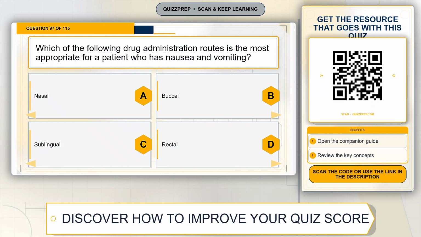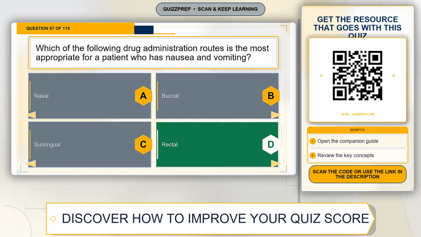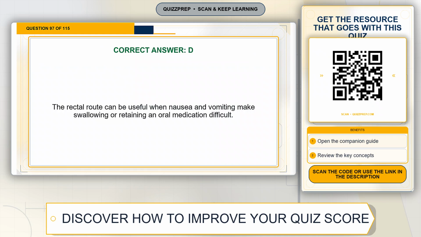Question 97. Which of the following drug administration routes is the most appropriate for a patient who has nausea and vomiting? Option A, nasal. Option B, buccal. Option C, sublingual. Option D, rectal. The correct answer is option D, rectal. Explanation. The rectal route can be useful when nausea and vomiting make swallowing or retaining an oral medication difficult.